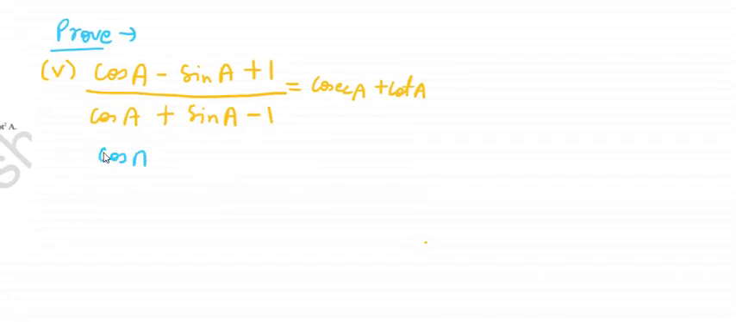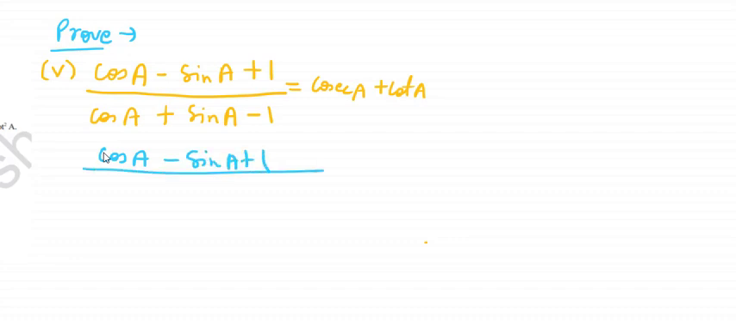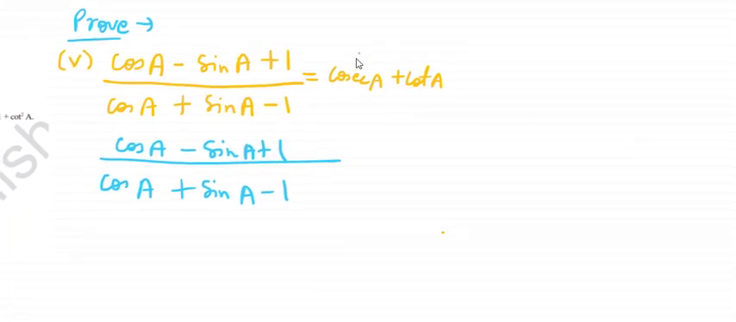We have (cos A minus sin A plus 1) divided by... at least 2 methods you can use to solve this question. Here you will see the right side needs cosec and cot. What we will do, it is already in cos and sine, so we'll convert this into cosec and cot. Can we do so?